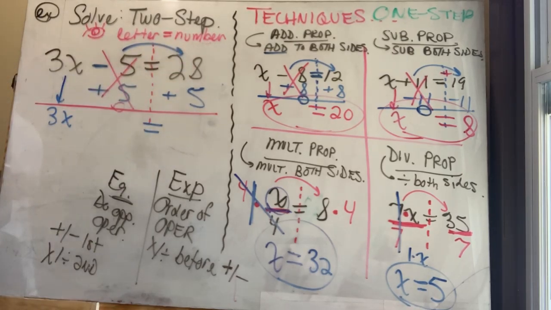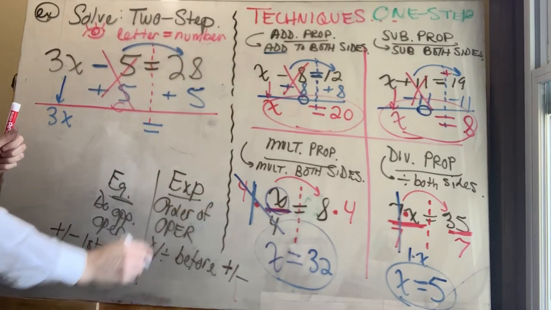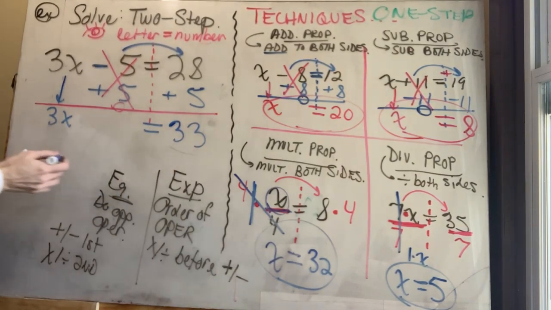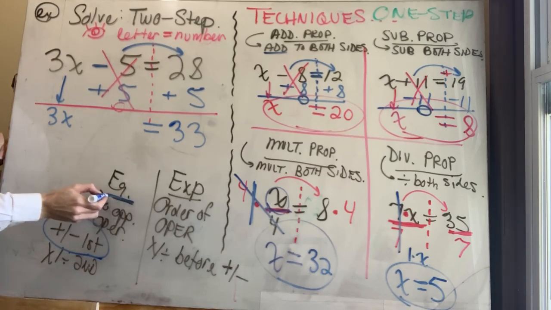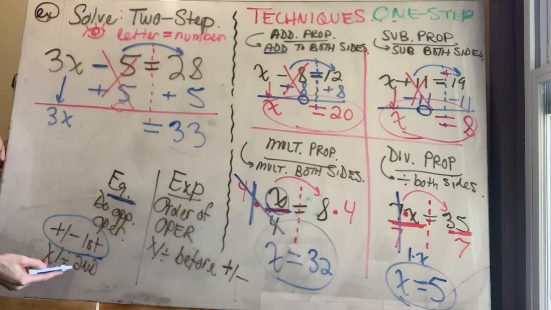Then you do this computation. 28 plus 5 is what? 33. Okay. That's the first step. Now we do the second step because there's a second operation. We did the addition and subtraction first because we're dealing with an equation. And now we're going to do the multiplication and division second.